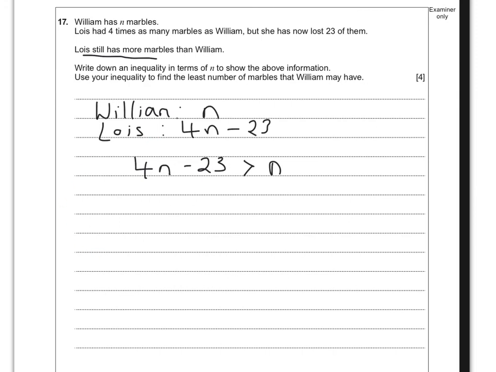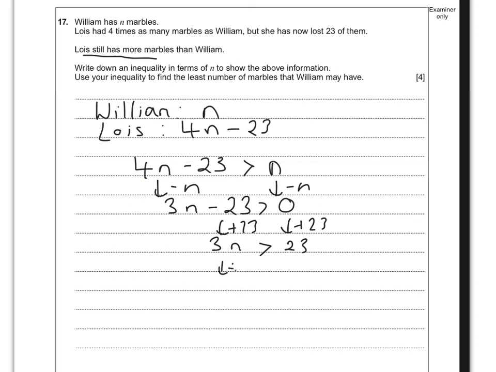And now we solve this inequality to find the least number of marbles that William may have. So we solve this inequality like we would solve our equations. So the first thing we would do is subtract n from both sides. This leaves me with 3 lots of n take away 23 must be greater than 0. I'm then going to add 23 to both sides, which leaves me with 3 lots of n is greater than 23. And then I divide by 3. That leaves me with an answer as n must be greater than 23 divided by 3.